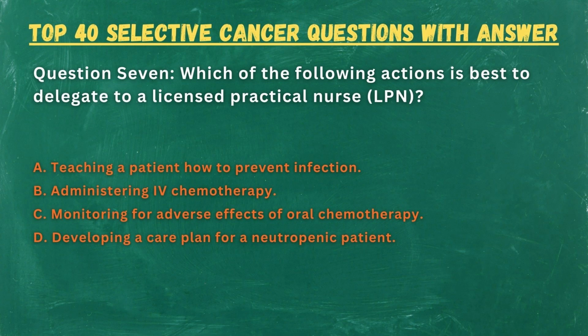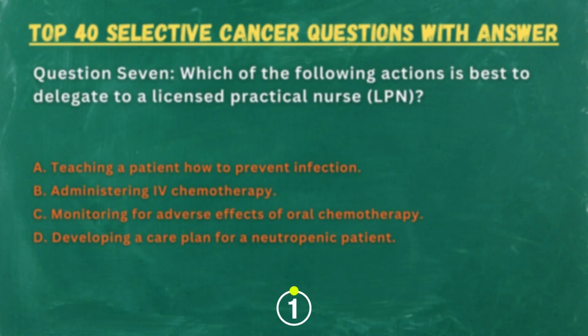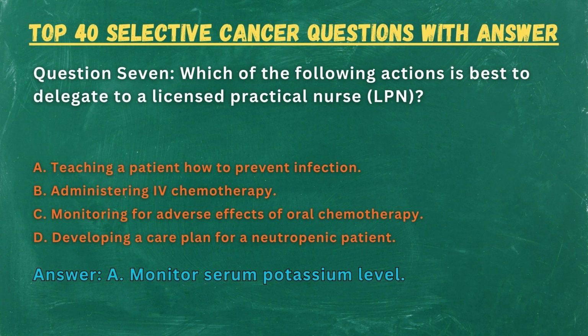Question 7. Which of the following actions is best to delegate to a licensed practical nurse, LPN? A. Teaching a patient how to prevent infection. B. Administering chemotherapy. C. Monitoring for adverse effects of oral chemotherapy. D. Developing a care plan for a neutropenic patient. Answer. C. Monitoring for adverse effects of oral chemotherapy.